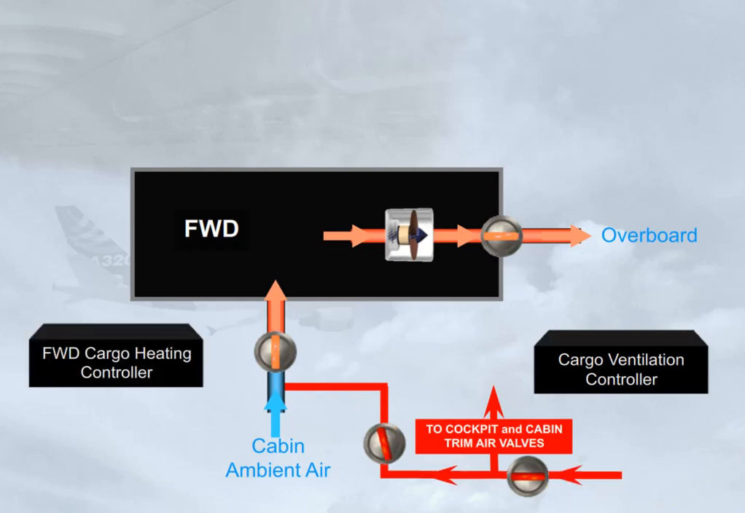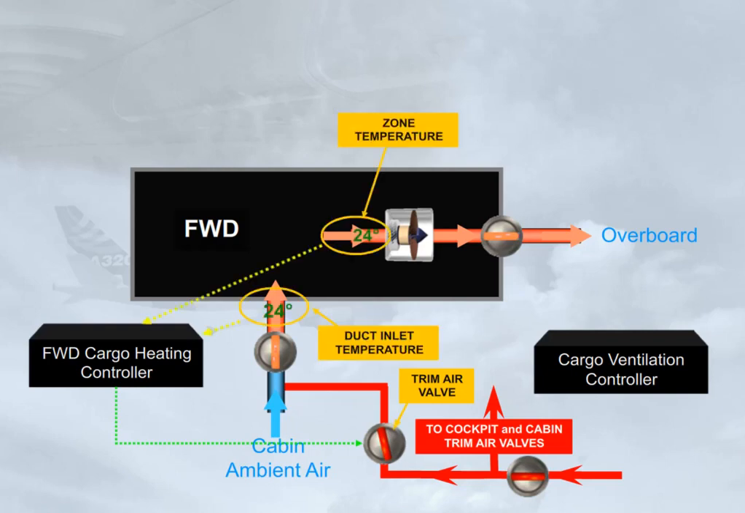The forward cargo heating controller controls the related trim air valve and monitors the related duct inlet and zone temperatures. Note: compartment heating is not available when the forward cargo door is open or when the hot air valve is closed.